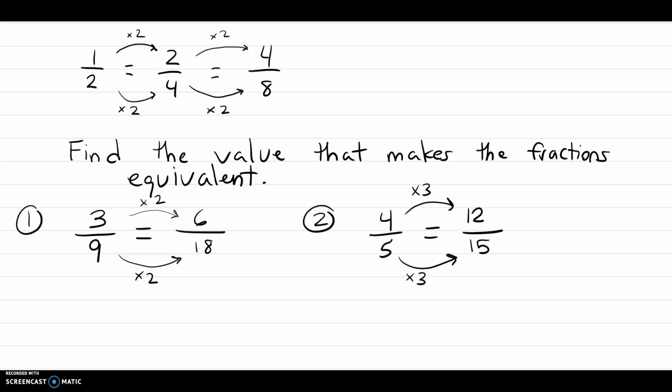So when you're looking for equivalent fractions, you're looking for values that are the same, and you see if you can multiply the numerator and the denominator by the same number to turn it into the other fraction. That's one way of looking at equivalent fractions.